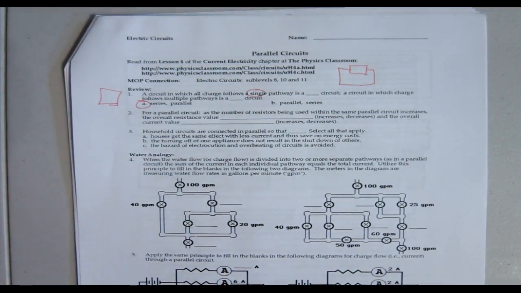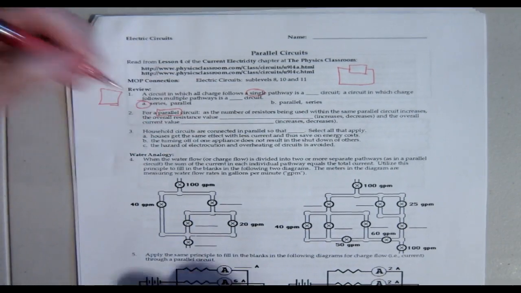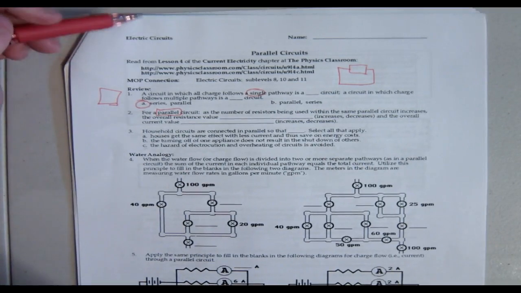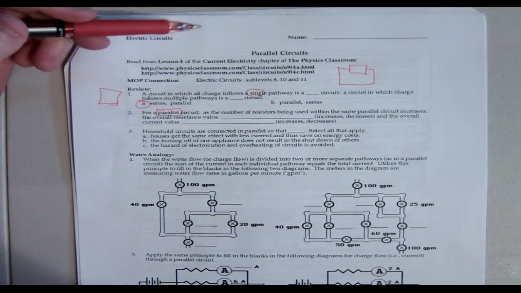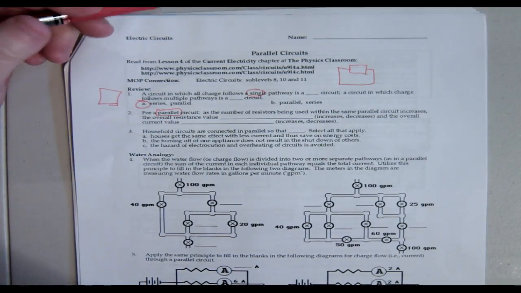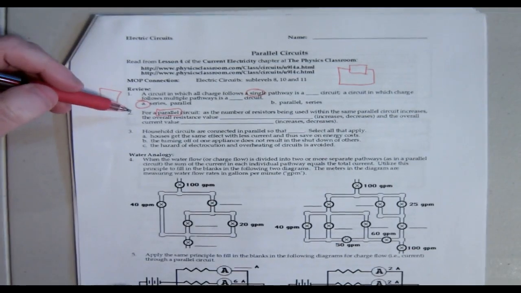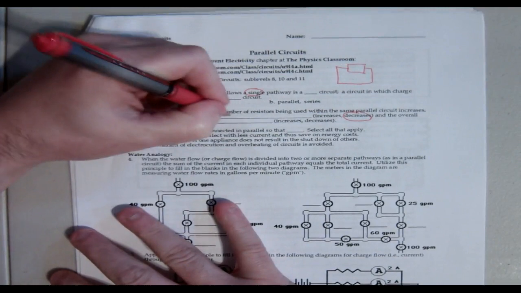All right, number 2. For a parallel circuit, as the number of resistors, so remember, we're talking about a parallel circuit this time. So if you remember from the last video when we went over a series, we started a few questions. We're like, this is going to come up later. This is one of those questions. For a parallel circuit, as the number of resistors being used within the same parallel circuit increases, so we add more resistors, the overall resistance value decreases. Okay, so this is going to be decreases for this first one.